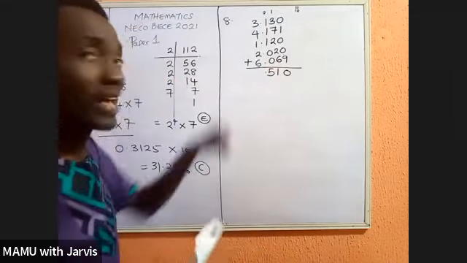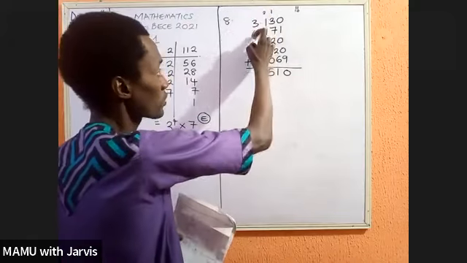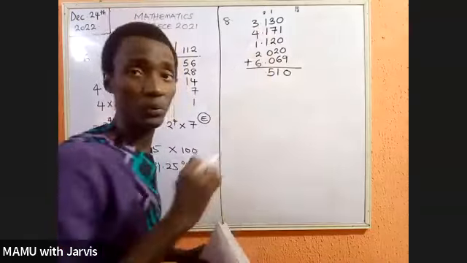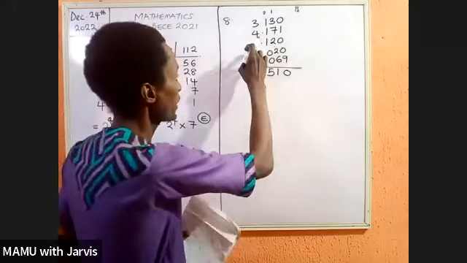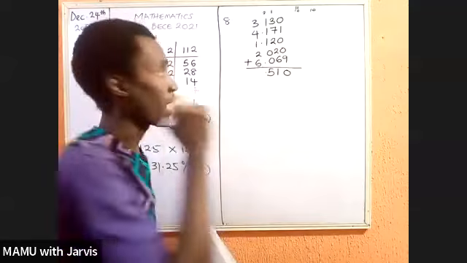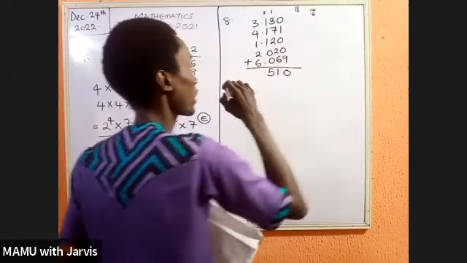I come to this last part. 3 plus 4 will give me 7. 7 plus 1 will give me 8. 8 plus 2 will give me 10. Once I get to 10, I note it down. And then 10 plus 6, that will give me 16.